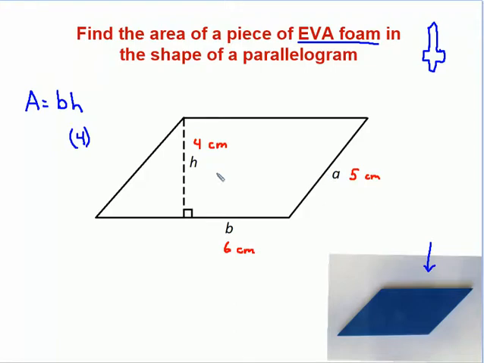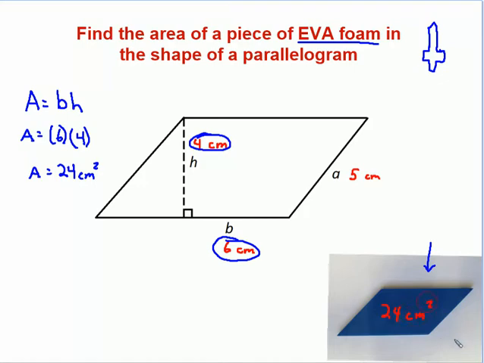And the base is the one that is connected to. It's not this one off to the side. It's the one that the line is connected to. And we have that here. This is our base, and that is 6 centimeters. 6 centimeters. And that was our height was 4, right? So all we have to do to find the area then is multiply those guys together. And that's going to give us 24. 24 what? 24 centimeters squared, and that is our area. So the area of our piece of EVA foam is 24 centimeters squared.